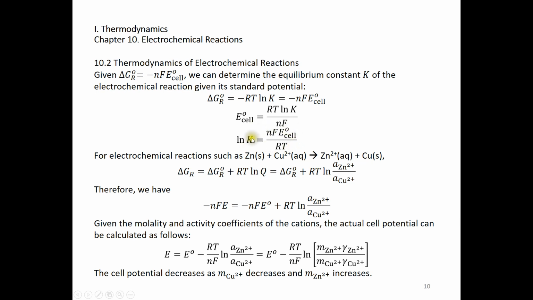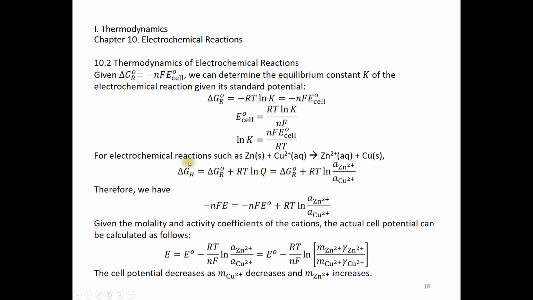Well, it does depend on temperature. You can see temperature is on the bottom right here. So what we can do is, at a given temperature, we can measure the standard cell potential, plug in those values, we get ln K. And then, of course, you can just get the value of K.